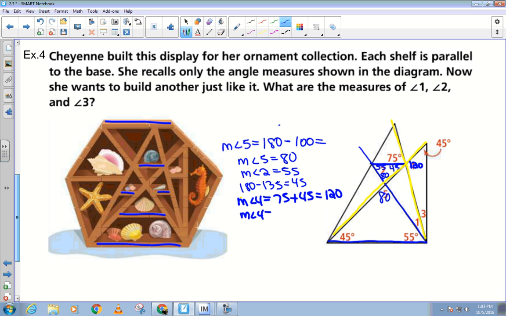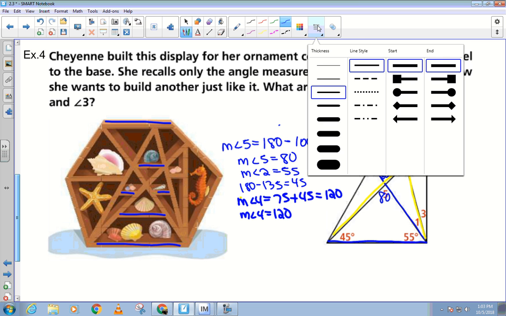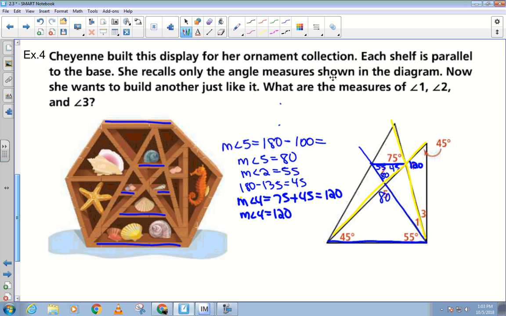Use that to find the measure of angle 3. Alright, so we can use that now to find the measure of angle 3. So now we're going to look at this triangle right here. Is that right? Yeah. Okay. So to get the measure of angle 3, it would be 15, because I would do 180 minus 165. So the measure of angle 3 is 15.